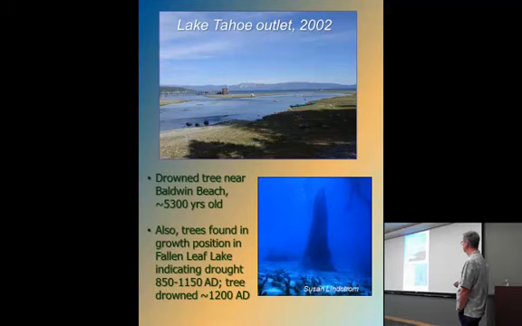And then here's an in-place tree stump. You probably heard about these, read about them. At Baldwin Beach, about 5,300 years was the date on this tree. There are also trees found in growth position in Fallen Leaf Lake, 850 to 1150 AD. So they know the tree died around 1200 AD. So there was a drought about this time, 850 to 1150 AD, and then it came back around 1200 AD. So the lake is also recording great ups and downs in lake level, basically telling us climate has changed.